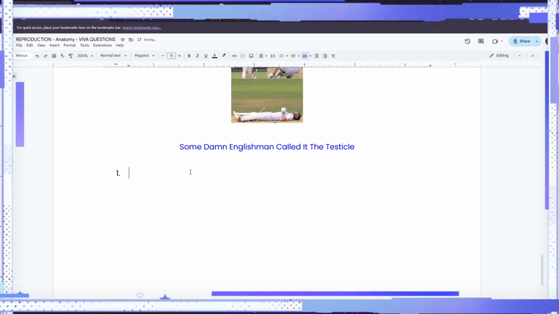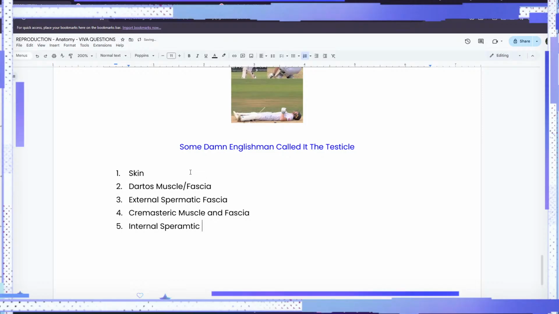Alrighty. So skin, dartos, muscle, fascia, external spermatic fascia, cremasteric muscle and fascia, internal spermatic fascia, so tunica vaginalis, and then the testis themselves.